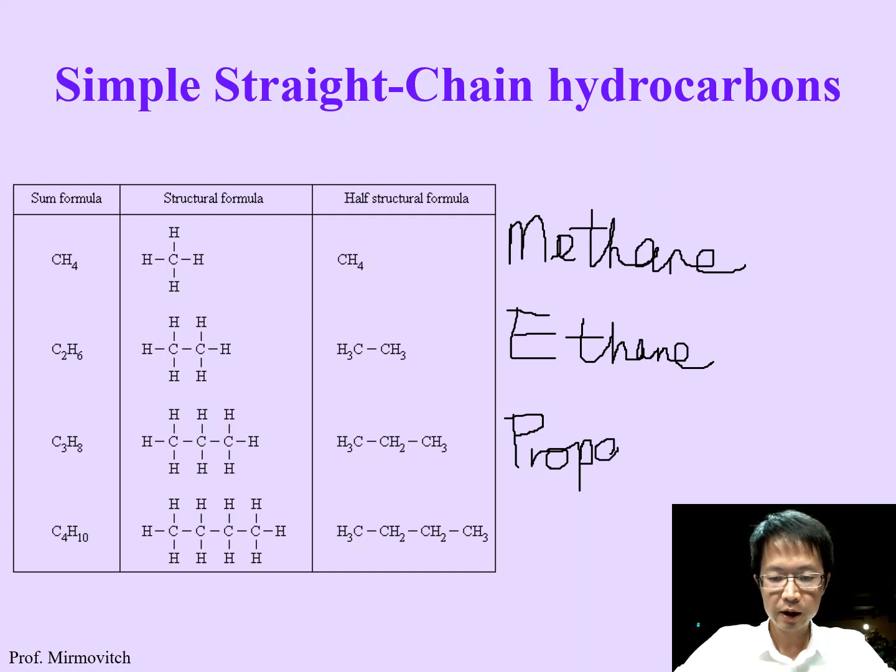For Asian people, we like to do hot pot. Then we also use a propane canister in the gas stove that we use for hot pot. So Americans use propane for barbecue. Asian people use the propane gas for hot pot. Yeah. Last one, 4 carbon, we call it butane.